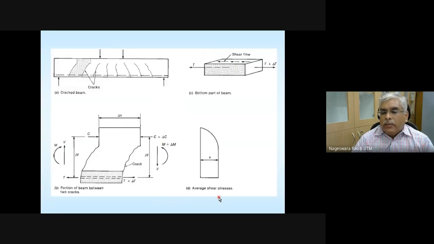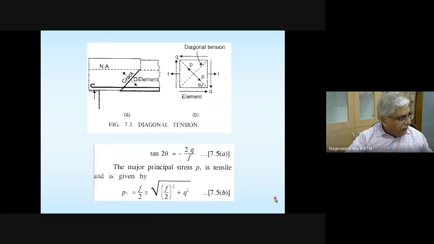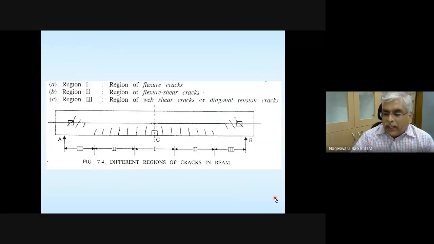So it's all coming from here. And also you need to keep a note of the stress distribution for a cracked section. In tomorrow's class, we will go further with whatever I explained in today's class. Along the length of the beam, different regions are shown depending on the ratio of normal stress to shear stress. So let me complete this at least.